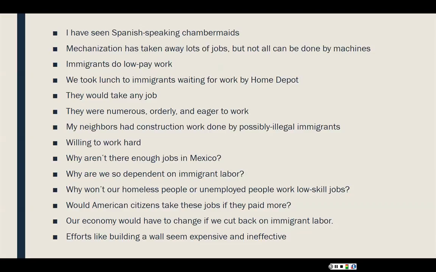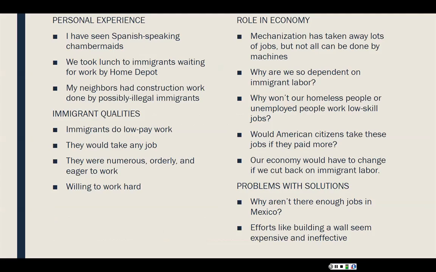I like to use Microsoft Word for this because you can create headings and just drag and drop your bullet points until they look well sorted out to you. In this case, we can determine we're looking at 4 basic areas: personal experiences involving immigrants, the qualities Michael perceives immigrants to have, questions he has about immigrants' role in society, and some possible problems with proposed solutions to illegal immigration.